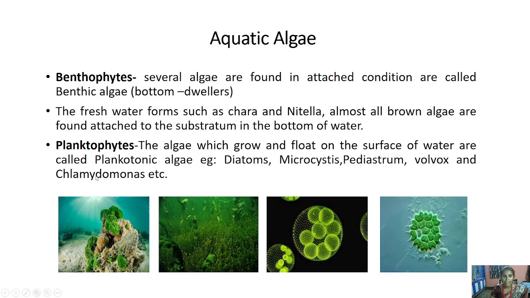And the second category is planktophytes. The algae which grow or float on the surface of the water are referred to as planktonic forms or planktophytes, which generally include some of the diatoms, Microcystis, Pediastrum, Volvox, and Chlamydomonas. Here we can see benthophytes, which are attached to the floor of the water body. Here we can see the planktophytes or planktonic forms, for example Volvox and Pediastrum, which prefer to float on the surface of the water since they are lightweight in their structure.